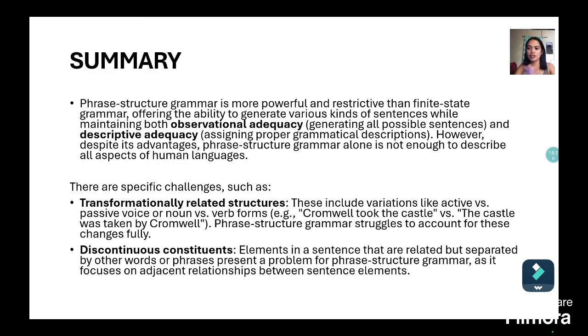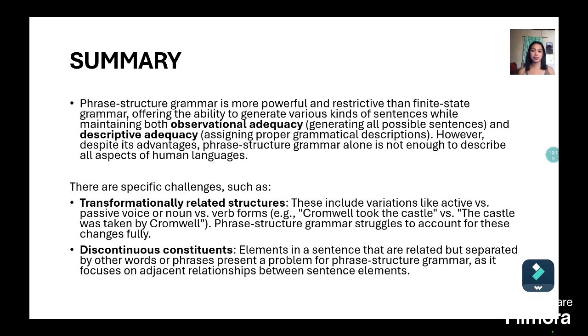So if we're going to summarize, phrase structure grammar is more powerful and restrictive than finite state grammar, offering the ability to generate various kinds of sentences while maintaining both observational adequacy, generating all possible sentences, and descriptive adequacy, assigning proper grammatical description. However, despite its advantages, phrase structure grammar alone is not enough to describe all aspects of human languages. So, these are the specific challenges such as transformational related structure. This includes variation like active versus passive. For example, Cromwell took the castle versus the castle was taken by Cromwell. Phrase structure grammar struggles to account for this change fully.